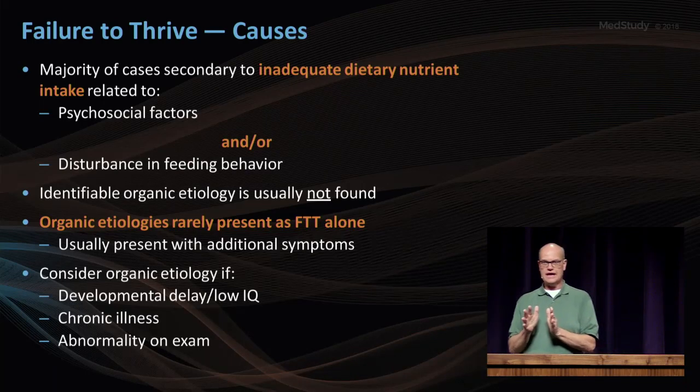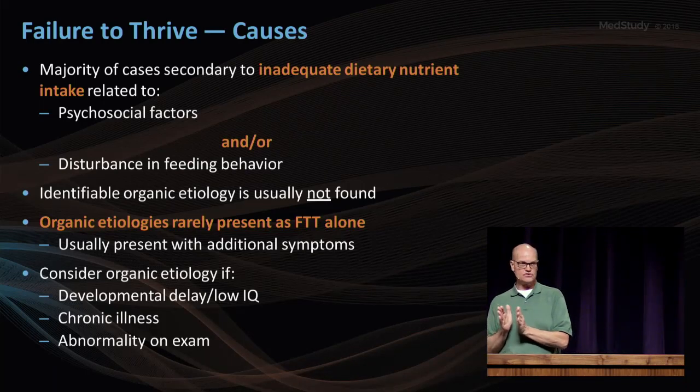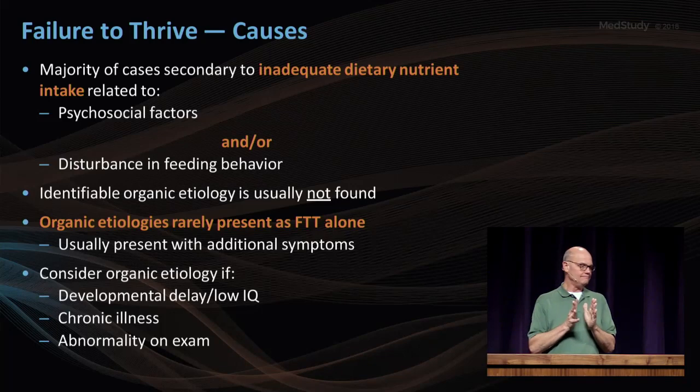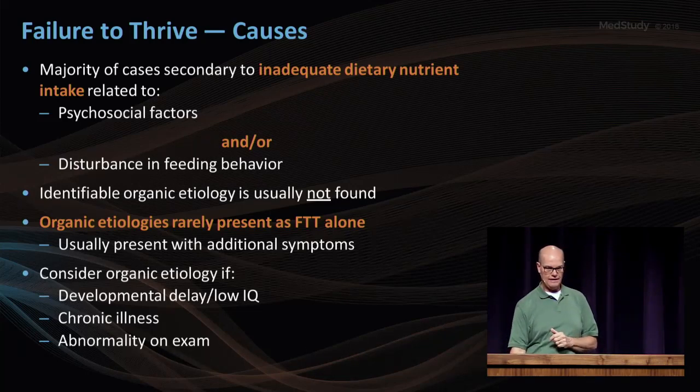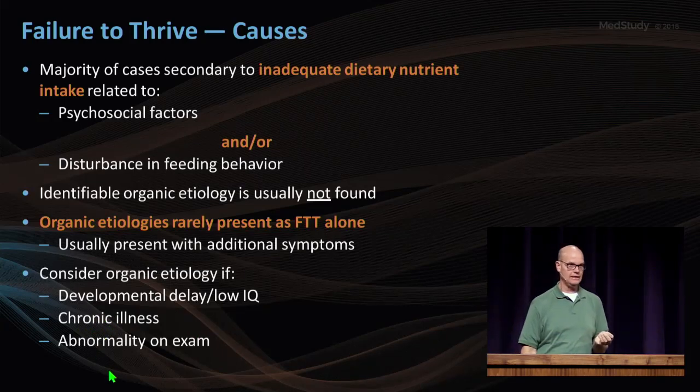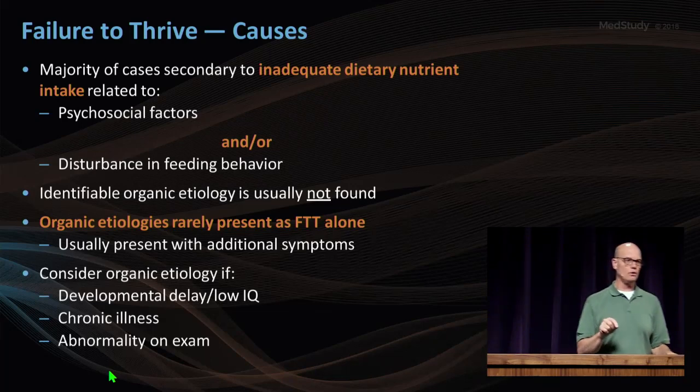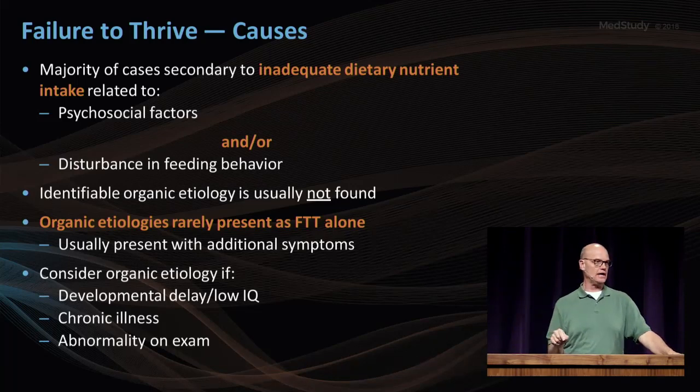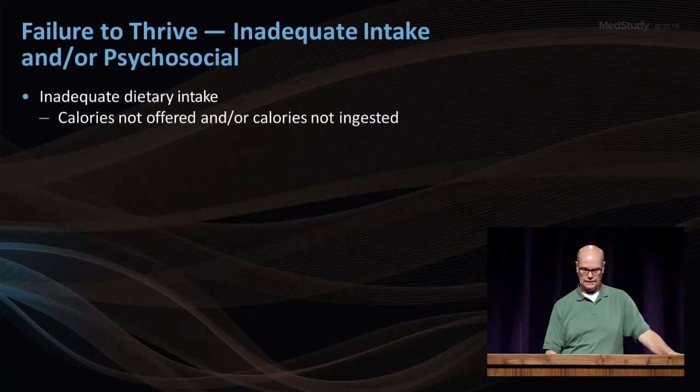And in your vignette, if a child is described as failing to thrive, I can't think of a scenario that I would work that child up unless you have some other evidence of developmental delay, chronic illness, or abnormality on the exam. The answer almost always is going to be feed and observe before you work that child up, unless the vignette gives you some information to suggest that that child is chronically or acutely ill.